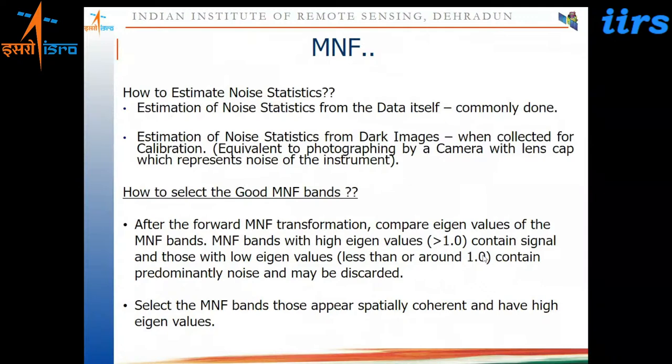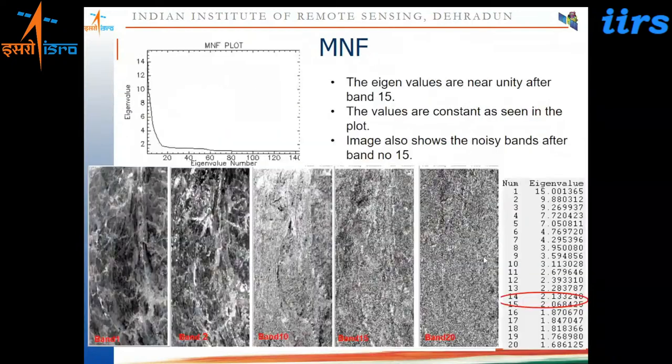Now again, how to select the good MNF bands? It is exactly the same as we did using the PCA bands. This is the example. You just have to observe the eigenvalue and MNF number graph. In this, you can see there is a notch at 15. So the initial 15 bands are good, whereas as we increase the number of bands, the values change one by one. If you see the screenshots of the bands I have kept over here, band 1, band 2, band 10, 15, you can see gradually band 15, band 20 are appearing noisy.